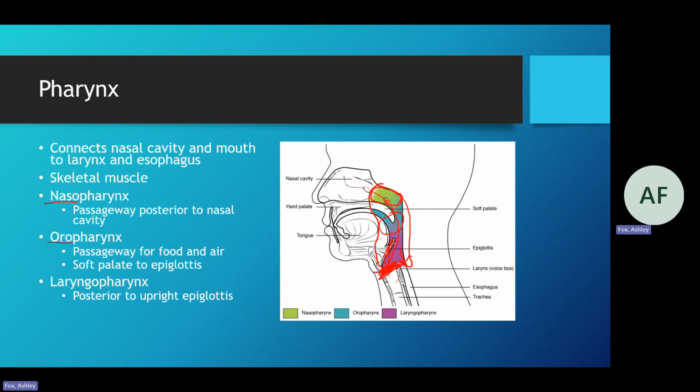So when we're swallowing, as we'll see when we talk about the digestive system, the epiglottis kind of lifts up a little bit and closes. So laryngopharynx, the epiglottis, and different cartilages that we're going to talk about are going to be in the purpley region, and that's going to be the laryngopharynx. It's posterior to the epiglottis when it's upright.